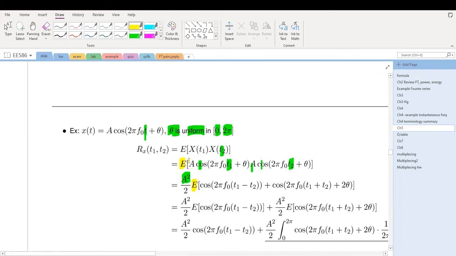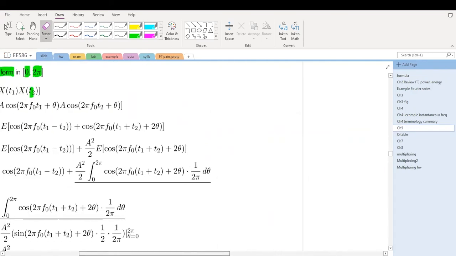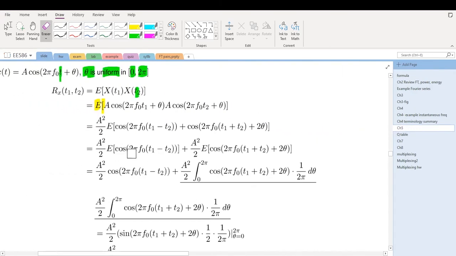Normally for expectation we use a square bracket here. There's a half here from the identity. The cosine of the angle difference is cosine 2 pi f0 (t1 minus t2), and the cosine of the angle sum is cosine of 2 pi f0 (t1 plus t2) plus 2 theta. If we take the expectation, since expectation is linear, we can take it for the different terms separately, with A squared over 2 carried out front.